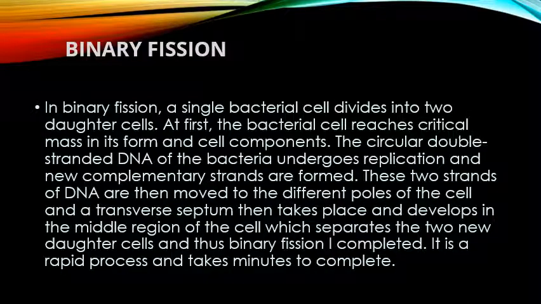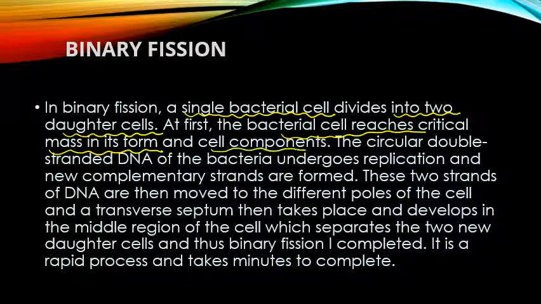So next we will see binary fission. In binary fission, what basically happens? A single bacterial cell divides into two daughter cells. At first, the bacterial cell reaches critical mass in its form and cell components. The circular double-stranded DNA of the bacteria undergoes replication and new complementary strands are formed.